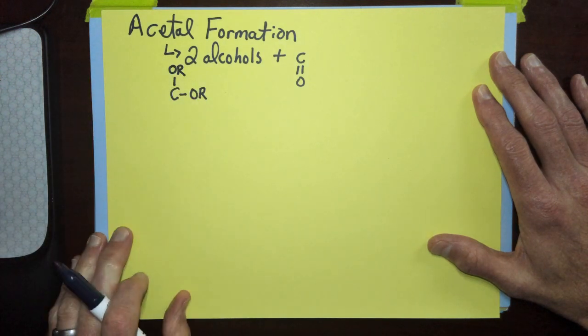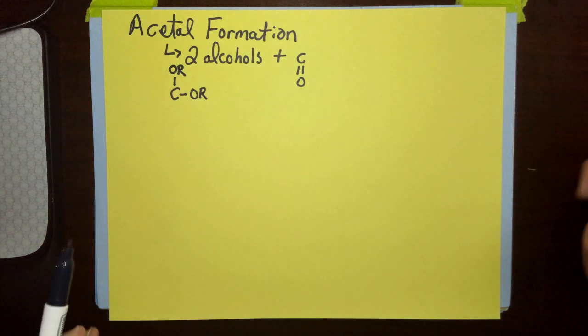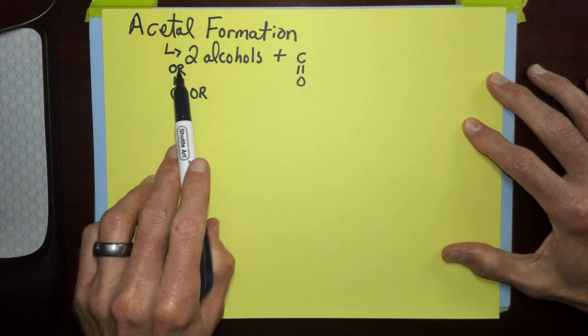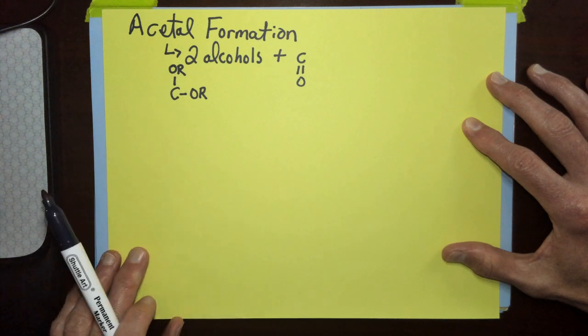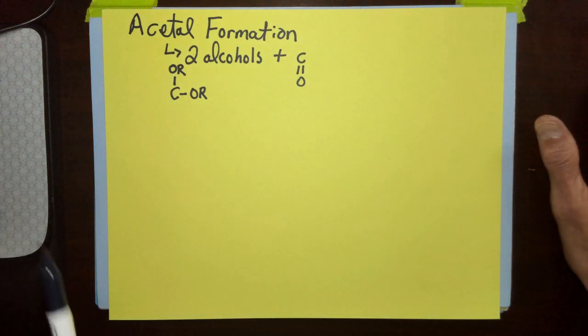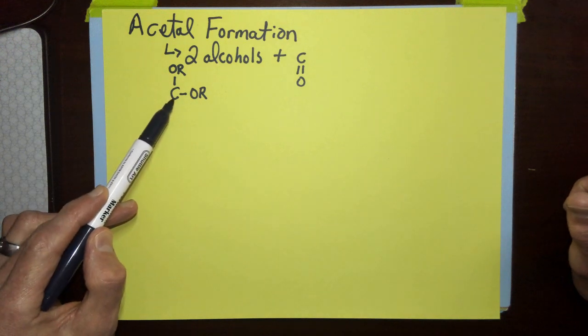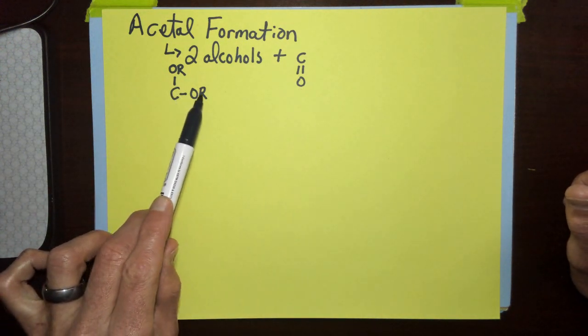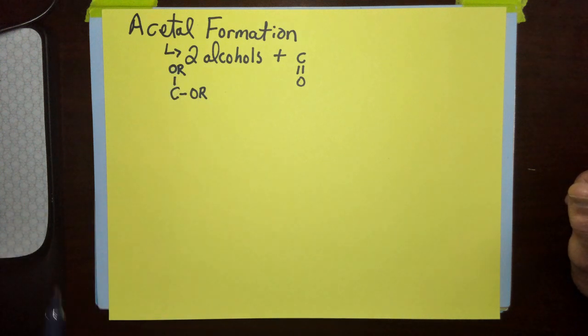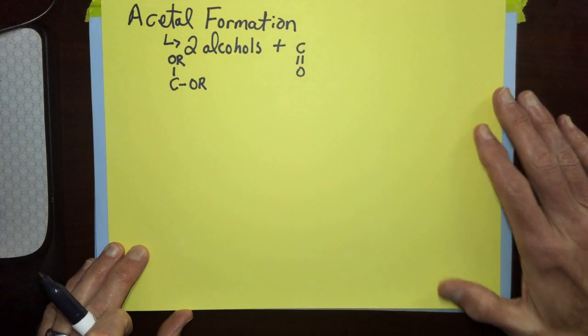So the hemiacetal had the OR and the hydroxyl group attached directly to the carbon. Here in an acetal formation, we have that carbon that was initially the carbonyl group now getting OR and another OR, so getting two of those. Now let's give this a try.